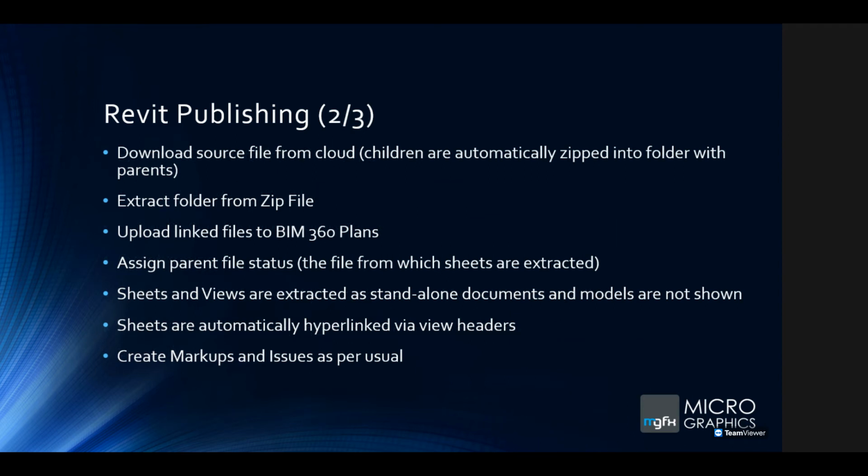And then after that, we download the source file. And in this case, it's better than AutoCAD because the children are automatically zipped into a folder with the parents. Extract that from the zip file. We upload the linked files to BIM 360 plans. Again, we assign the parent file status, and then the sheets and the views are extracted as standalone documents, and models are not shown. Sheets are automatically hyperlinked by view headers, just like with the PDFs, and we can generate markups and issues as usual.